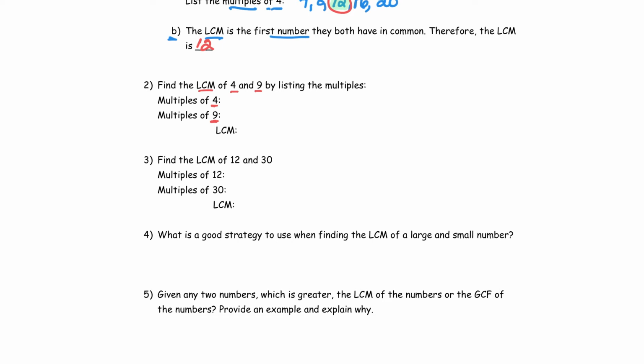So watch, I'm going to list the multiples of 9. And as I'm doing that, I'm looking at the other number thinking, does that number go into the larger number? First of all, does 4 go into 9? Nope. So we're going to list that here.